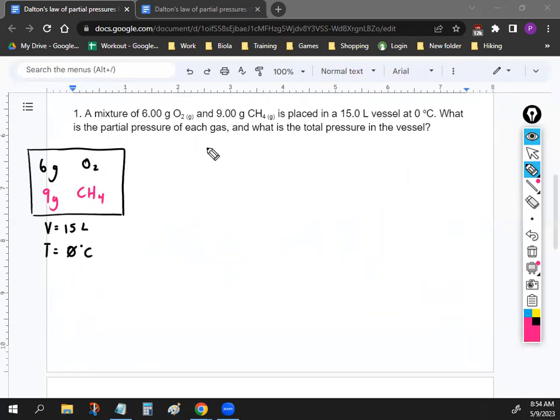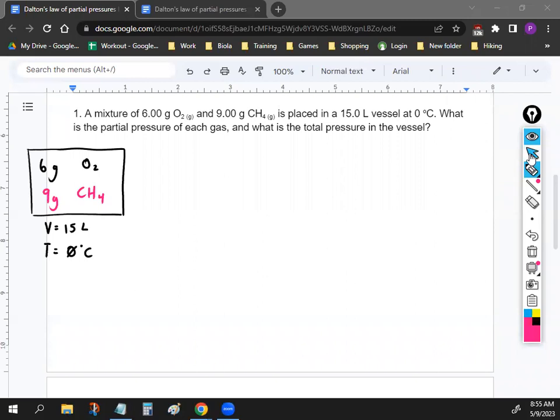Just to go over it, inside the container we have 6 grams of oxygen gas, and we also have 9 grams of methane. It tells us the size of the container is 15 liters and the temperature is 0 degrees Celsius. Everybody go with that? Make sense? So the question is asking us, what is the partial pressure of each gas and what is the total pressure? I know this is a little bit different from any of the problems we've seen before, but it's super easy.